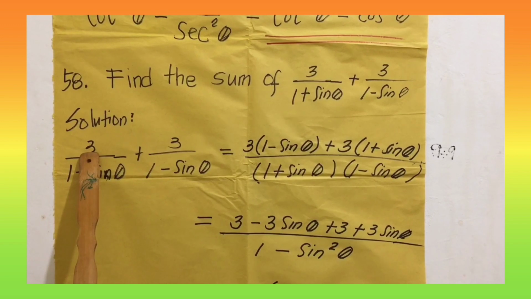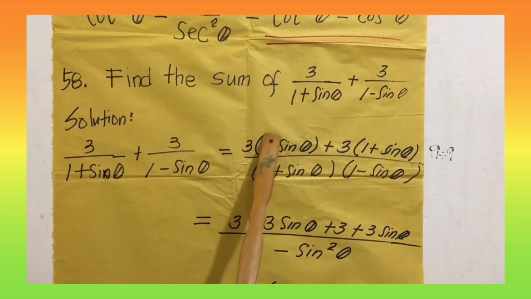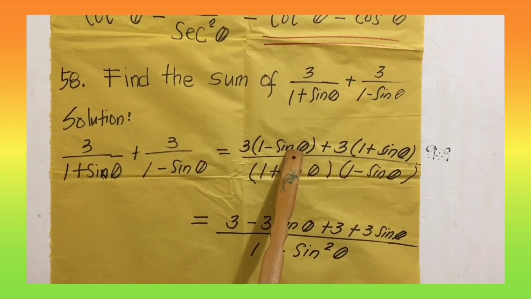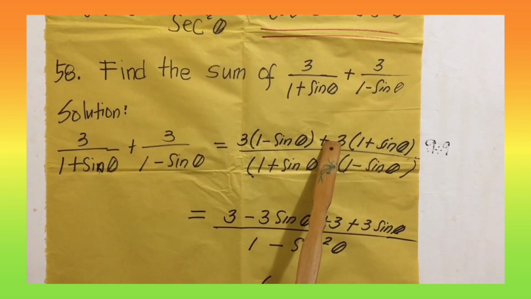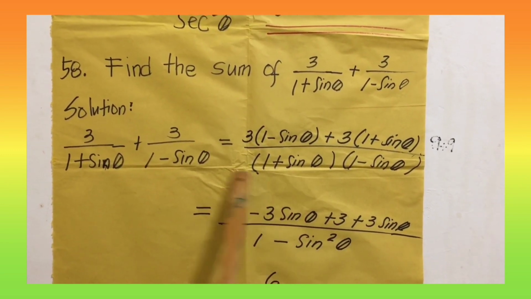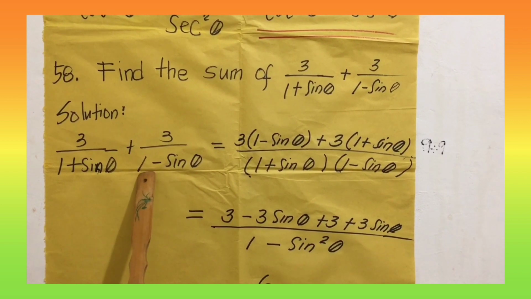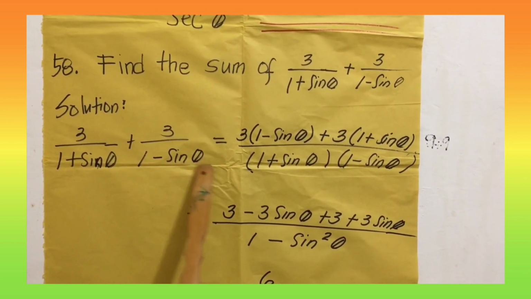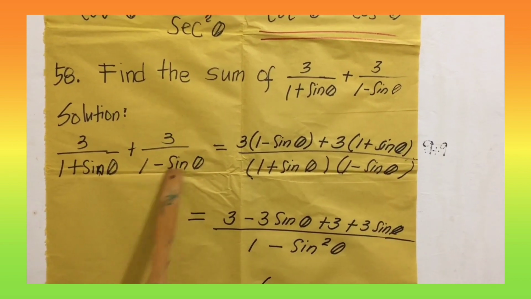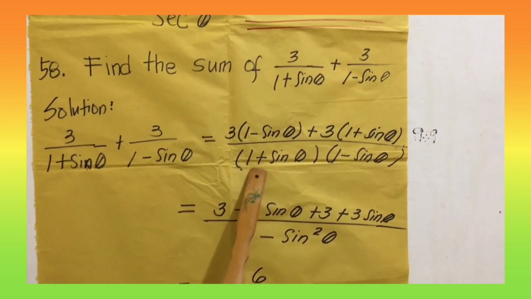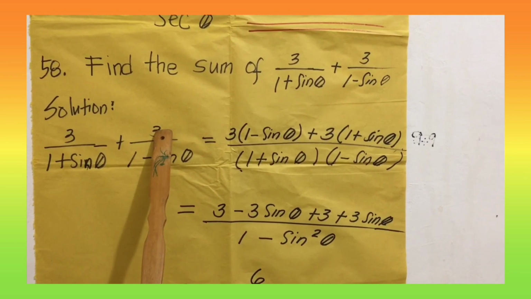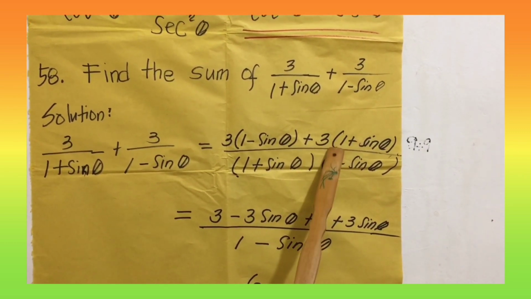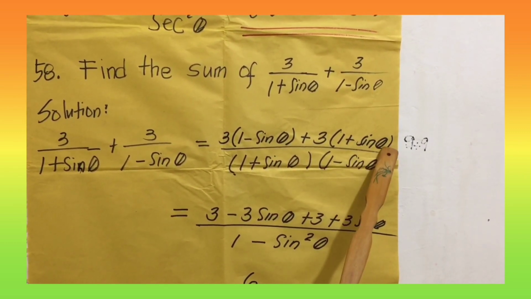Multiply the numerator. That's why we have 3 quantity 1 minus sine theta. Then plus, copy, then we're going to divide again this LCD from here. Okay, 1 minus sine theta, 1 minus sine theta, cancel this one. So the remaining is 1 plus sine theta times the numerator. So that's why we have 3 times quantity 1 plus sine theta.